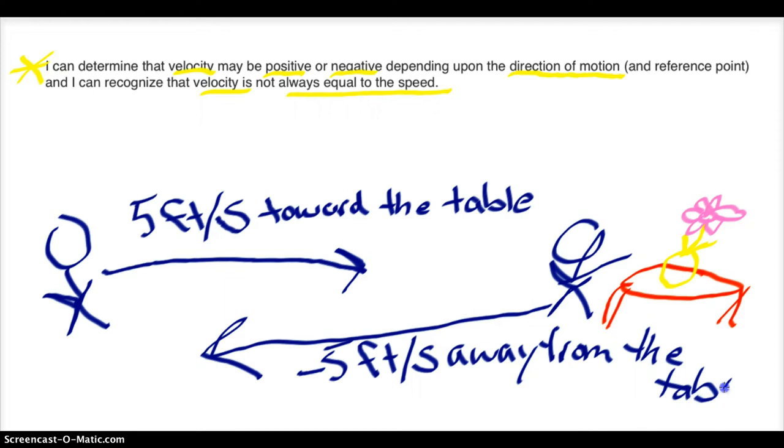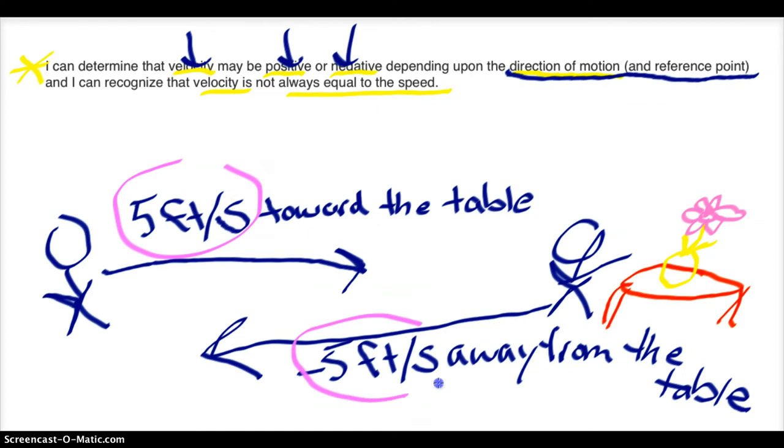Okay? So this would be an example of when velocity can be positive or negative depending upon the direction of motion or reference point. Just like it is here. In this situation, you had the speed that was the same, but the velocity is different because in one case you're moving toward the reference point, and in one case you're moving away from the reference point.